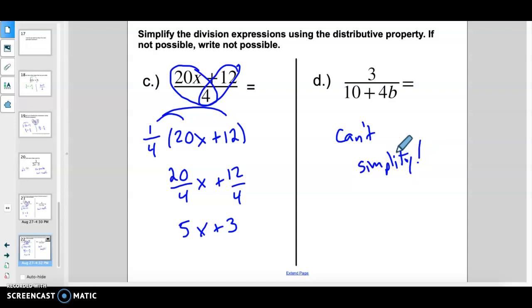So now that you've looked at how to deal with fractions in the distributive property, why don't you try some practice problems?